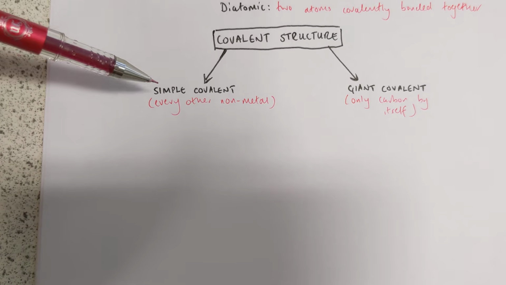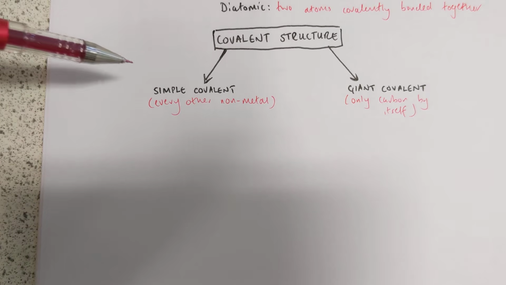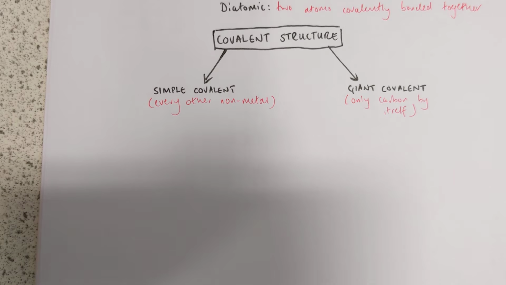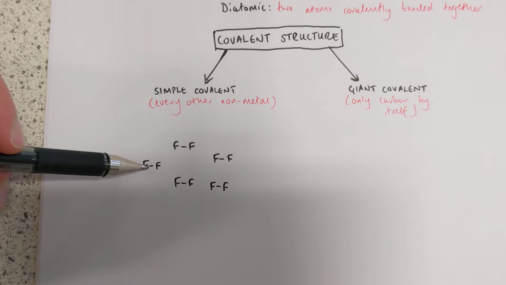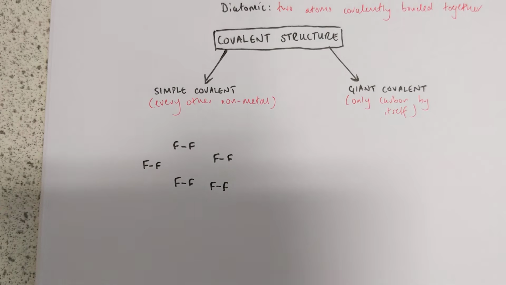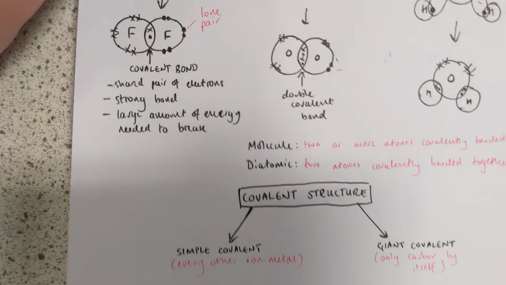So in terms of simple covalent structures, simple covalent implies there's not really much to it, and that is true. When you've got simple covalent, you've got individual molecules that are separate from each other. For example, we've got a few molecules of fluorine beside each other, and we're just using a straight line to show a covalent bond, as we've got up above.